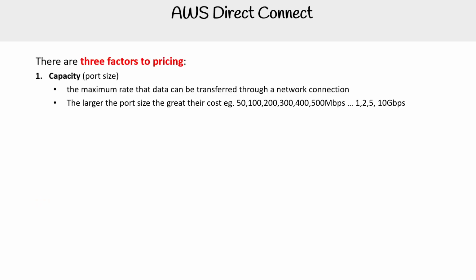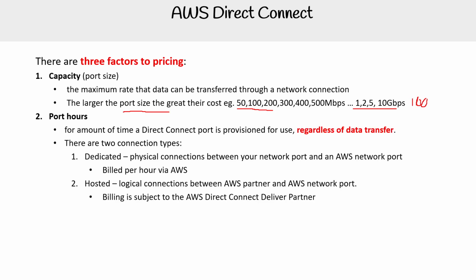There are 3 factors to pricing. The first is capacity. That's the port size. This is the maximum rate the data can be transferred through the network connection. The larger the port size, the greater the cost. So you can see that we go from here all the way up, and I assume the 100 gigabits per second would be on there as well. Then there are the port hours. This is for the amount of time the Direct Connect port is provisioned for, regardless of the data transfer.